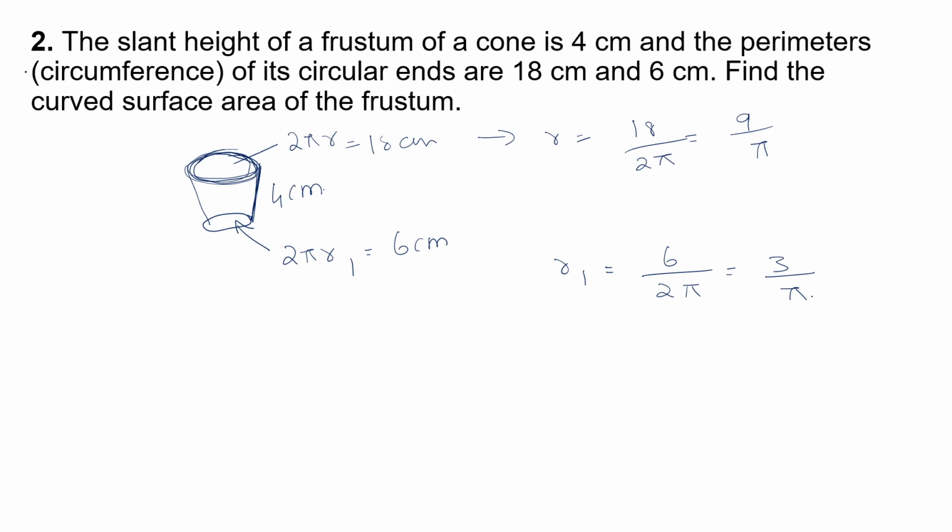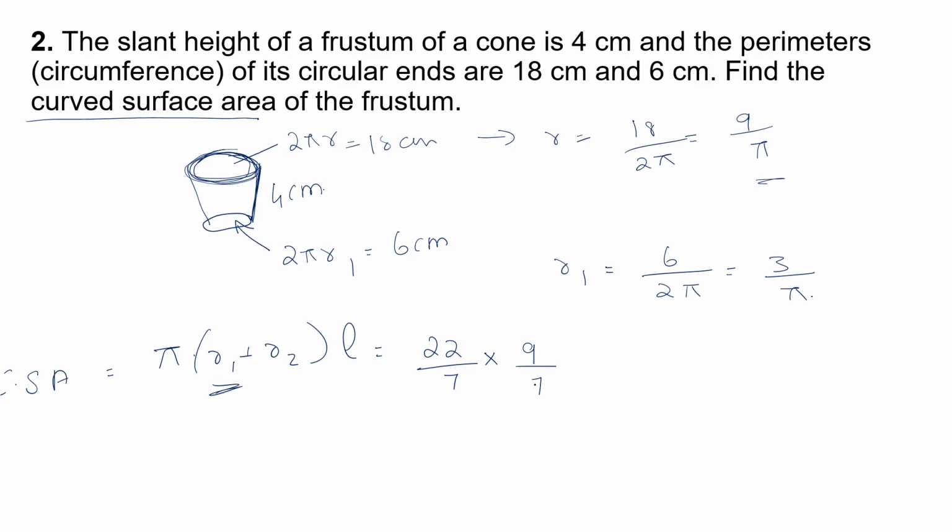So what is the question? What is the curved surface area of the frustum? So you have to use the formula for CSA. CSA is curved surface area, only this surface area. So pi into r1 plus r2 into L, which is equal to 22 by 7 into r1 plus r2, into 9 by pi plus 3 by pi, into what is L.